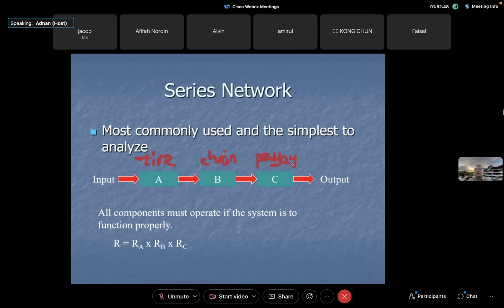If the chain is broken, the whole bicycle cannot be used. If the tire is punctured, the whole bicycle cannot be used. If the crank is also broken, cannot use. So they are arranged in series. So how much reliability? The reliability of the bicycle depends on the reliability of the tire, the reliability of the chain, the reliability of the crank, and many other components in the bicycle. There are so many others.